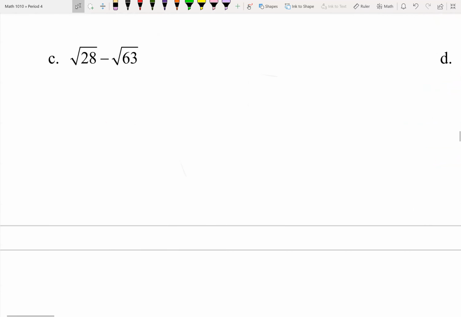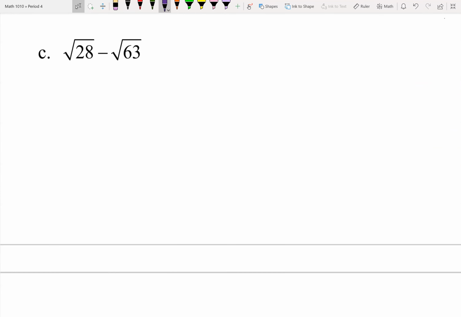Here is C. Can I add those? First of all, how many terms do I have? Two. Can I add these together? No. Someone last period said, not yet. Not yet is not the right answer. Not yet implies that you're going to be able to. But we don't know.